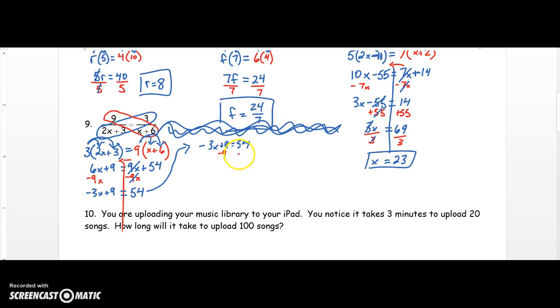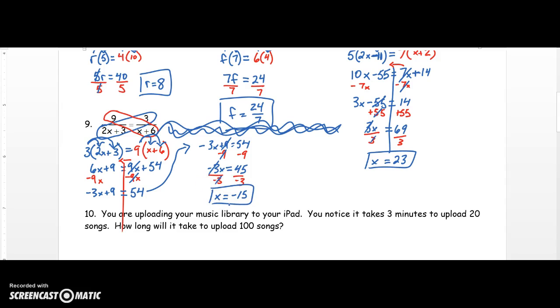So now we're going to go ahead and subtract 9 on both sides. Get negative 3x equals 54 minus 9, you get a nice 45. Go ahead and divide by negative 3. At this point in solving equations, you should be pretty used to seeing a number attached to a variable and dividing in order to get the variable by itself. So you get x equals 45 divided by negative 3, and you get negative 15.